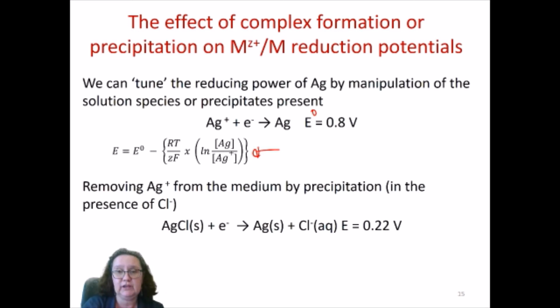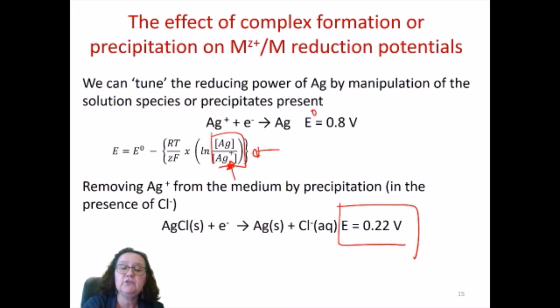If you have an additional reaction that removes silver ions from the medium, for example, by precipitating with chloride, then with the presence of chloride anion, you can precipitate silver chloride. Then you make this concentration of silver smaller, you make this value larger, and then the electrode potential of this half cell in those particular conditions, with a process that removes silver ions from the medium, is different.